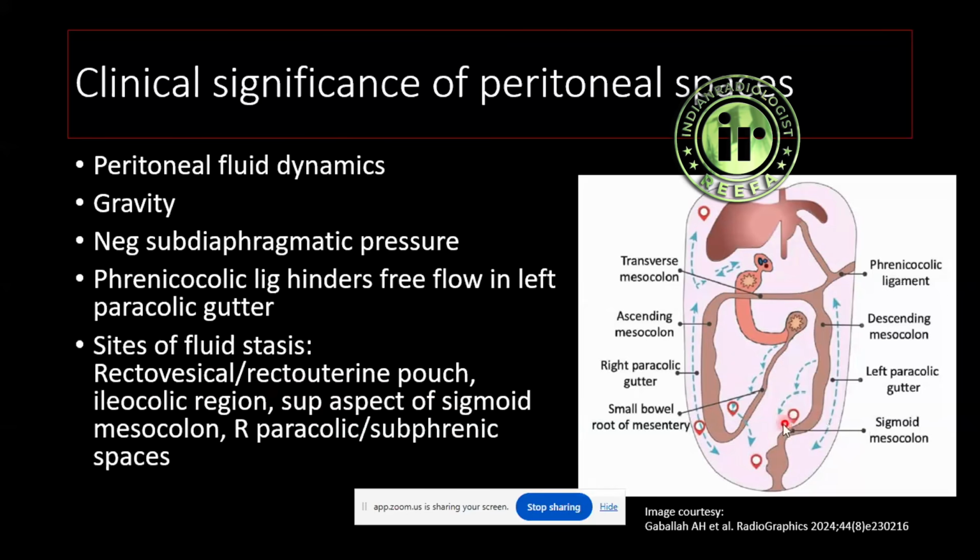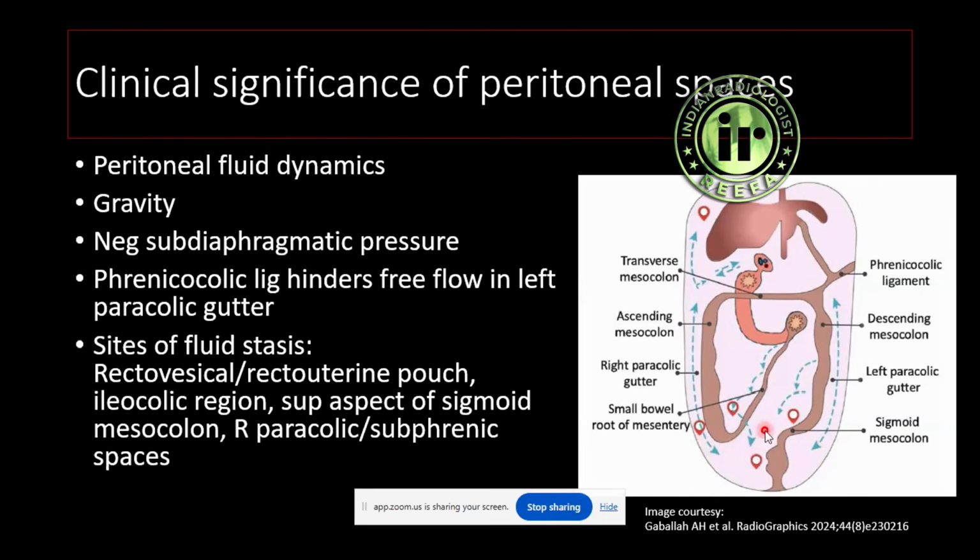So that is another area. Then the inferior aspect of the right infracolic space, that is another area. Then the paracolic gutter and the right subphrenic spaces. So always try and take a look at these regions in the peritoneal cavity to identify any infective processes or any neoplastic processes.